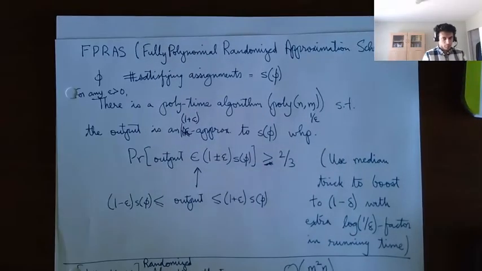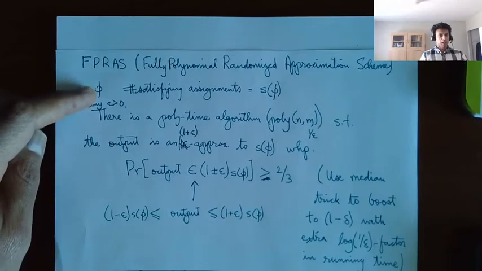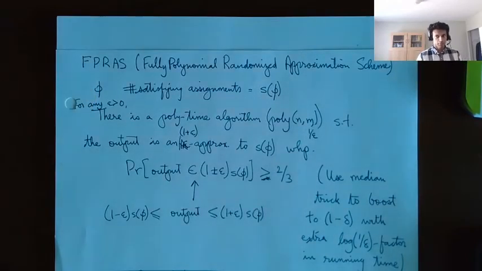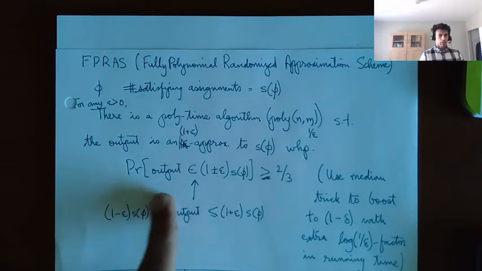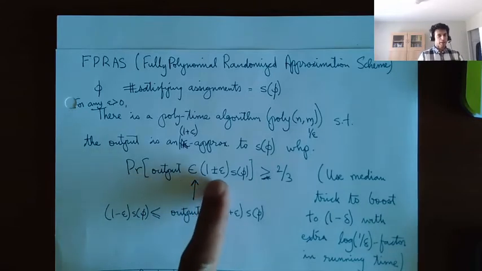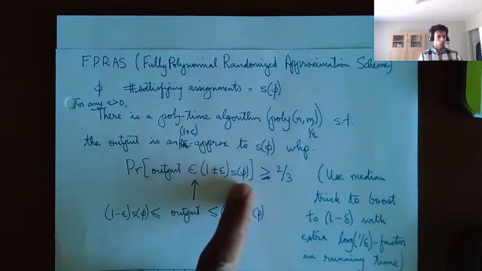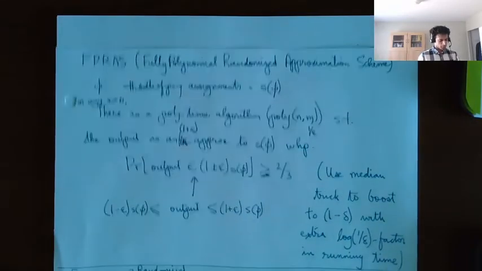So remember that our aim was to get an FPRAS for counting the number of satisfying assignments in a DNF, disjunctive normal form. What Karp-Luby gave is an algorithm that outputs a 1 plus or minus epsilon approximation to the true value, the number of satisfying assignments to a DNF, with probability 2/3, and we can always boost this probability.